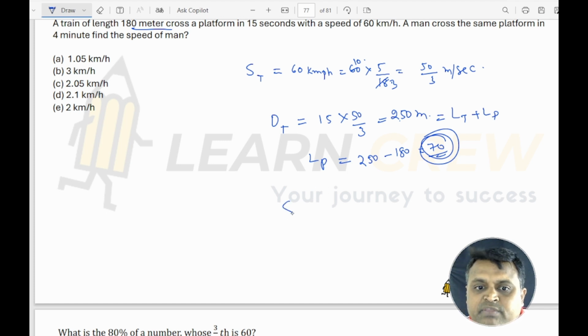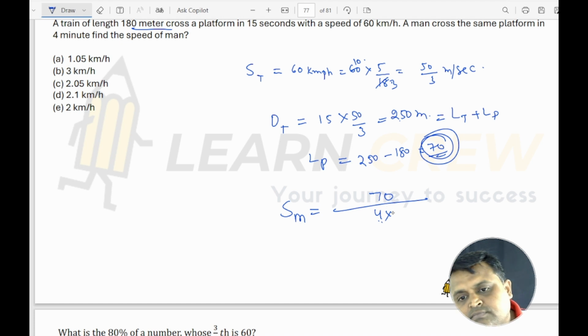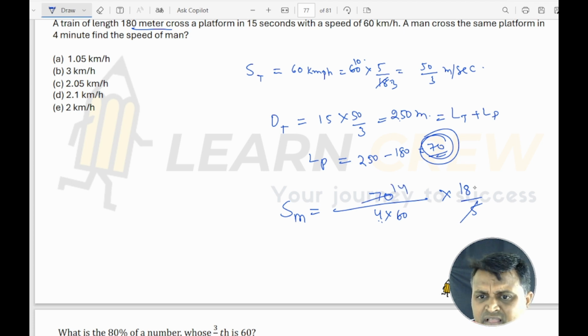So now what is the speed of the man? Speed is equal to distance by time. Distance, when a man crosses the platform, is the length of the platform, which is 70. And time is 4 minutes, so 4 into 60. 70 by 4 into 60 meters per second. Convert this into kilometers per hour, thereby you will get 18 by 5. So 70 into 18 by 5 into 240 gives 1.05 kilometers per hour. So 1.05 kilometers per hour is the answer.